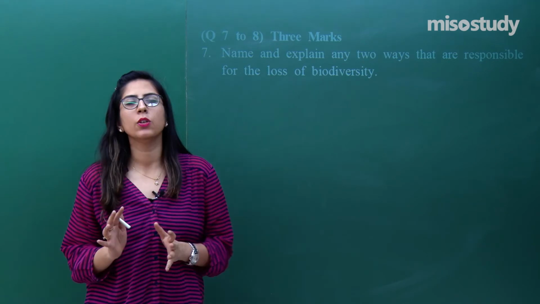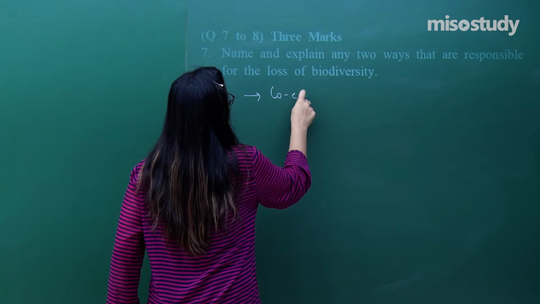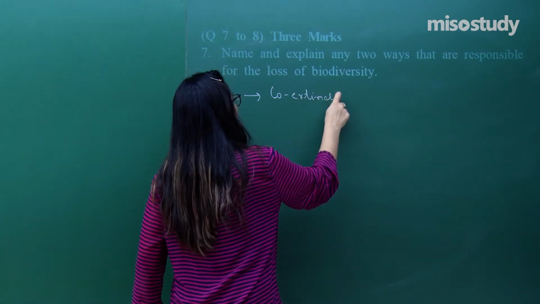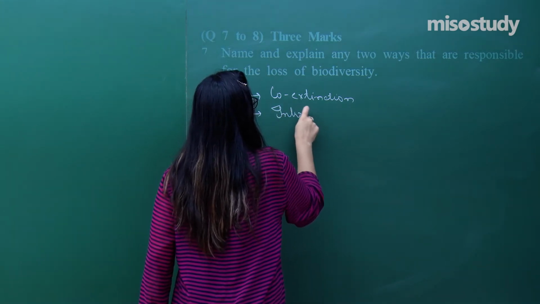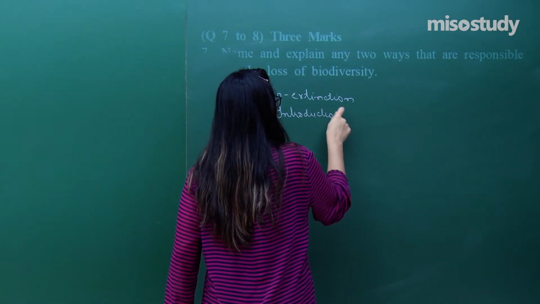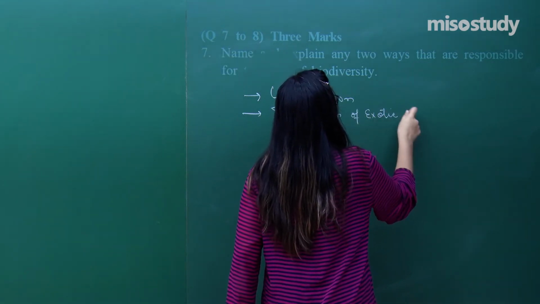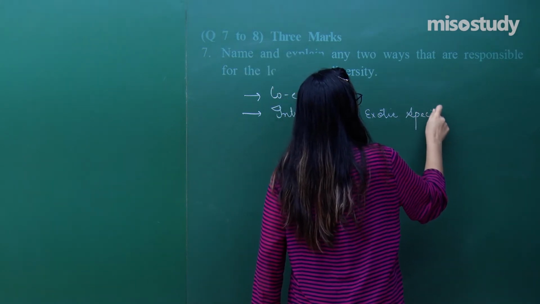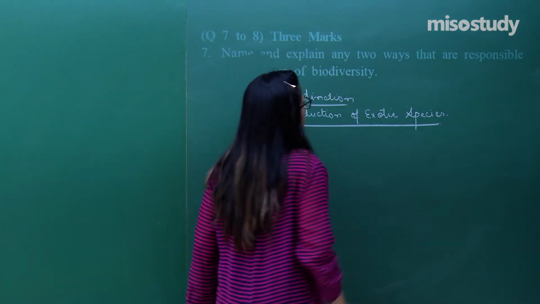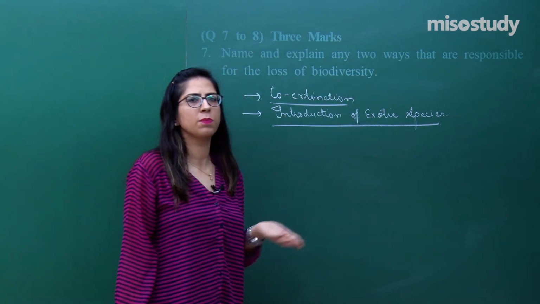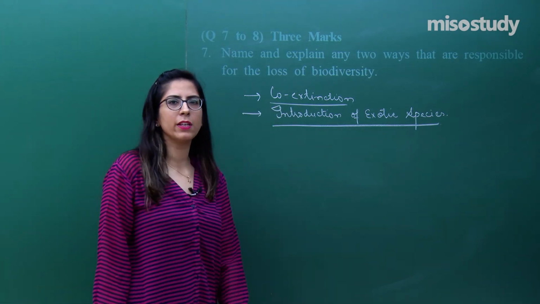In this question, you have to explain co-extinction and also the introduction of exotic species. Co-extinction and introduction of exotic species. Many other ways are also there, but you can explain any of these. So I have mentioned only 2.